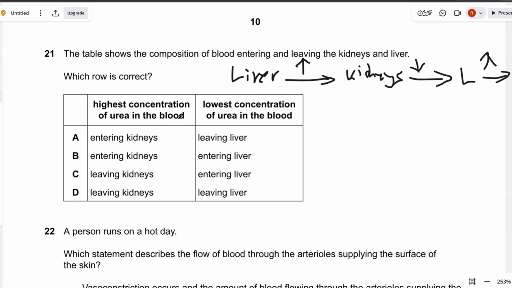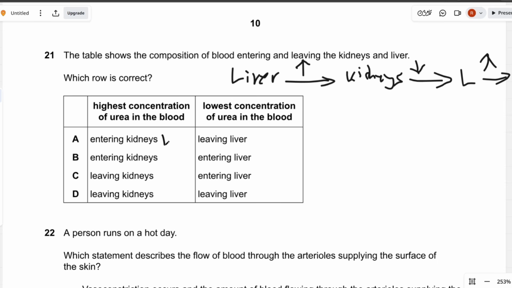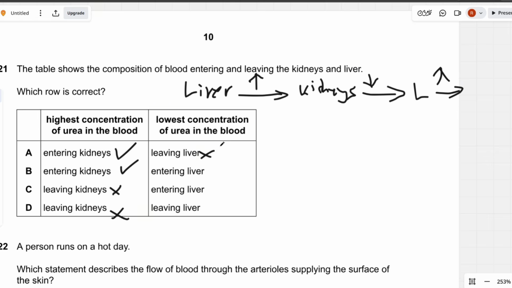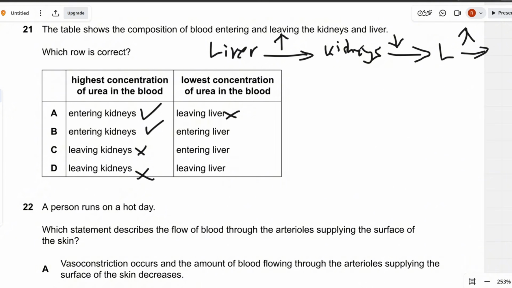Highest concentration of urea in the blood. Is it going to be entering the kidneys? Yes, of course, definitely entering the kidneys, not leaving the kidneys because the kidneys are the filters. Lowest concentration of urea in the blood. Is it leaving the liver? Of course not. That is the same as entering the kidneys. And so the only correct answer is entering the liver after it's left the kidneys going back to the liver, so the correct answer is B.